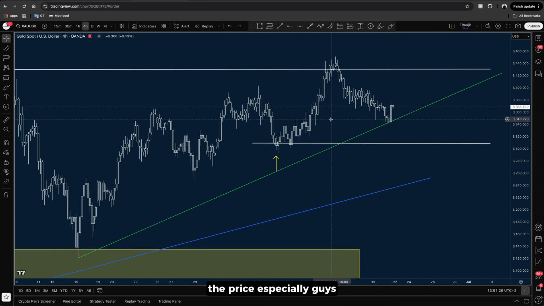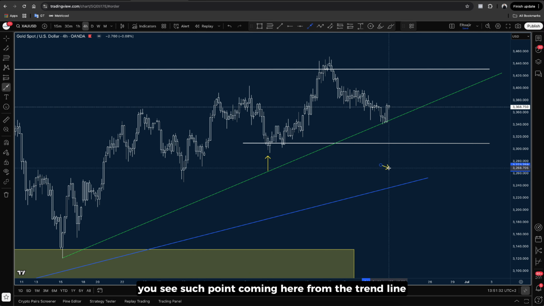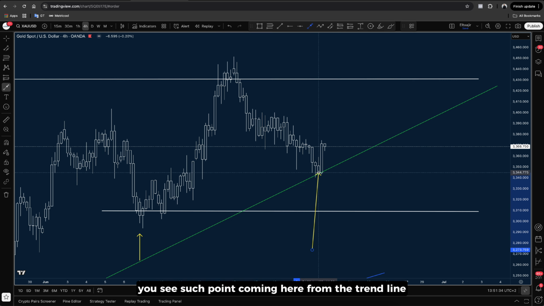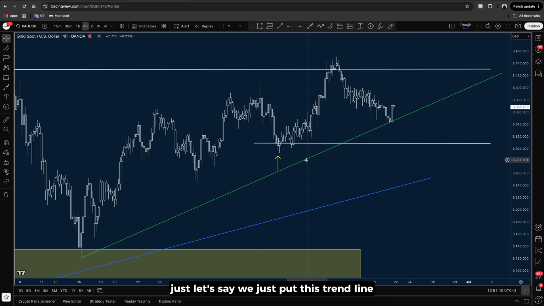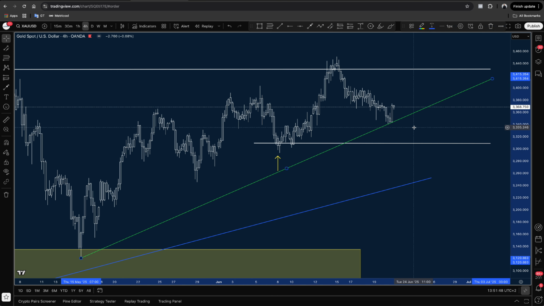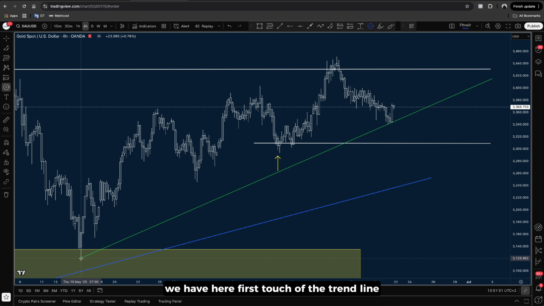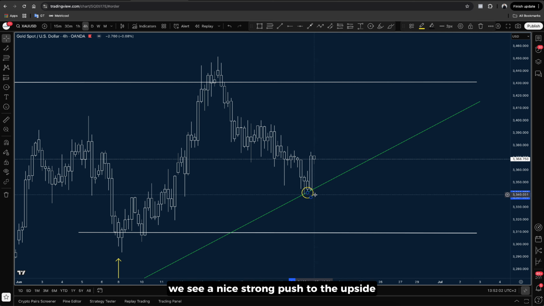Especially, guys, you need to keep in mind one thing. From a market psychology point of view, when you see such a point coming here from the trend line, you see a lot of traders right now, let's say we just put this trend line. I would say, oh, we have here a trend line, very nice trend line. We have here the first touch of the trend line, and here we have second, third, and a couple more touches of the trend line. And then what do we see? We see a nice strong push to the upside.